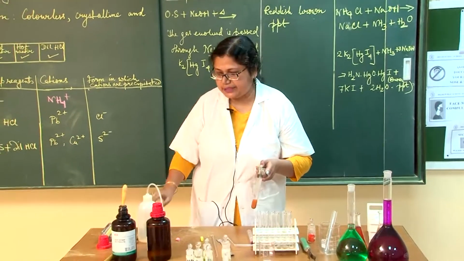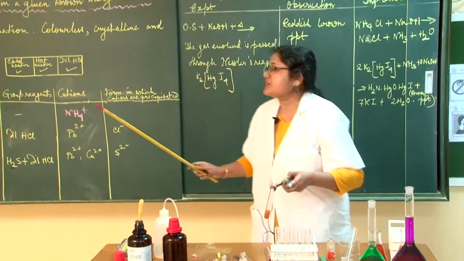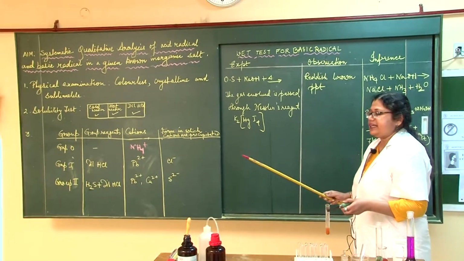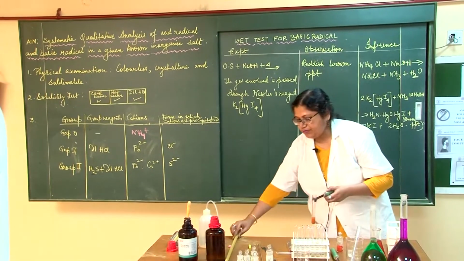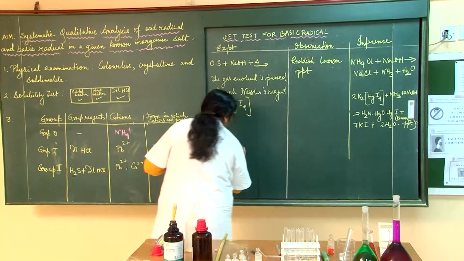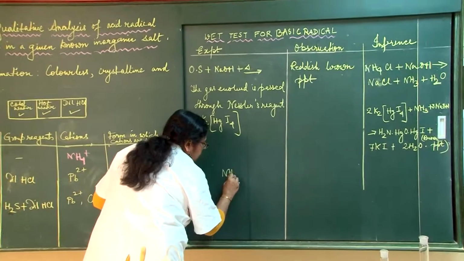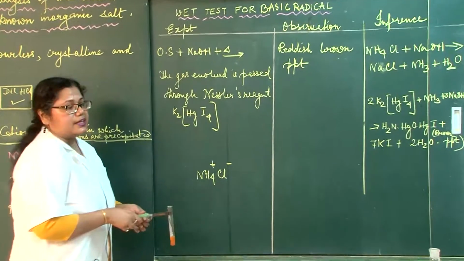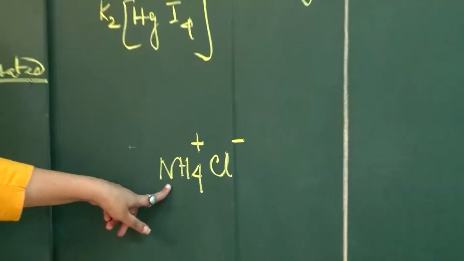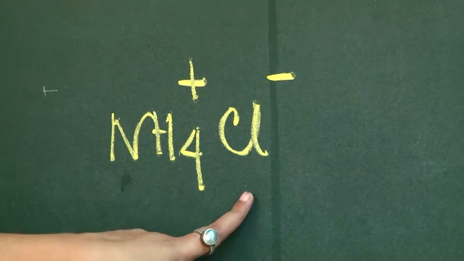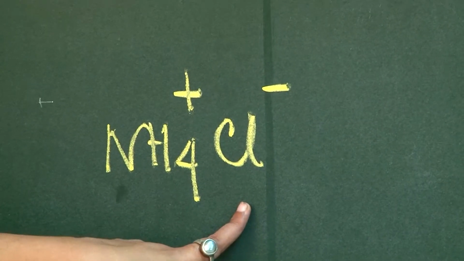We have completed the salt analysis. On complete analysis, we found our salt sample was ammonium chloride, where the cation or the basic radical was NH4+ and the anion, the acid radical, was Cl-.